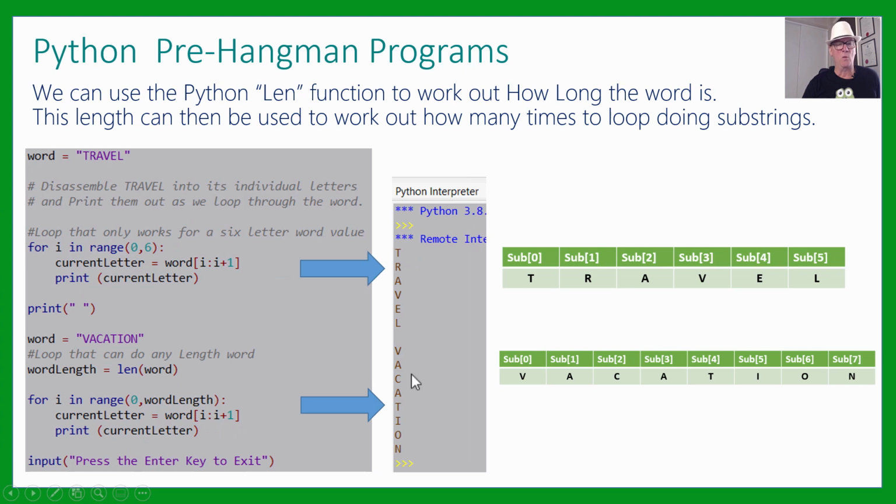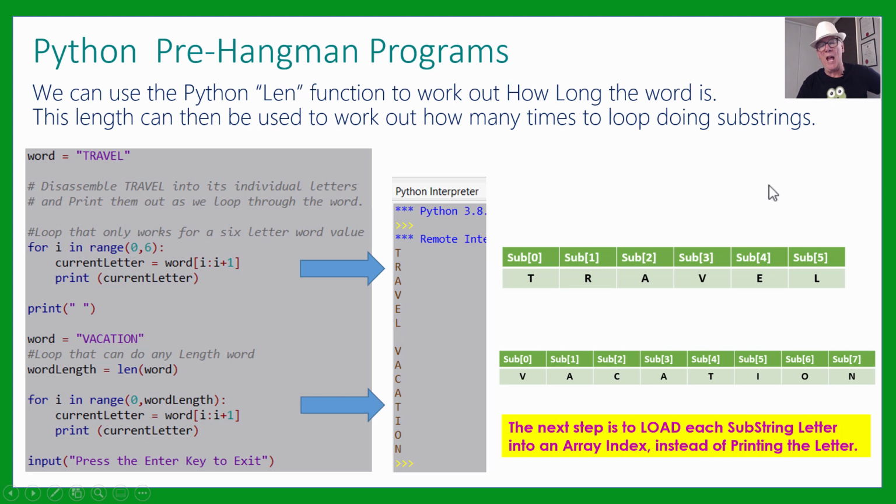And when we run this in Python, it does work. The hard-coded value loop prints out travel, and this one, which will work for any length word, does work okay for vacation and prints out all the letters of vacation one by one on a separate line. So we're getting closer to what we need. Instead of printing them out, remember what we need to do is put them into the word letters array, so that we can take any word which is going to be in our Hangman game and separate it out into letters and put those letters in an array, because that's a key part of making the Hangman game.